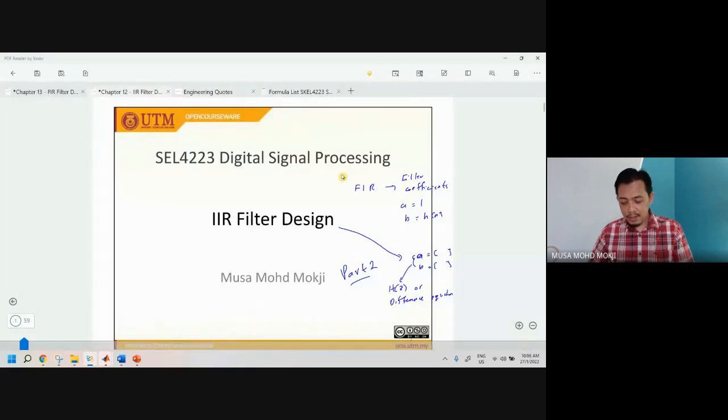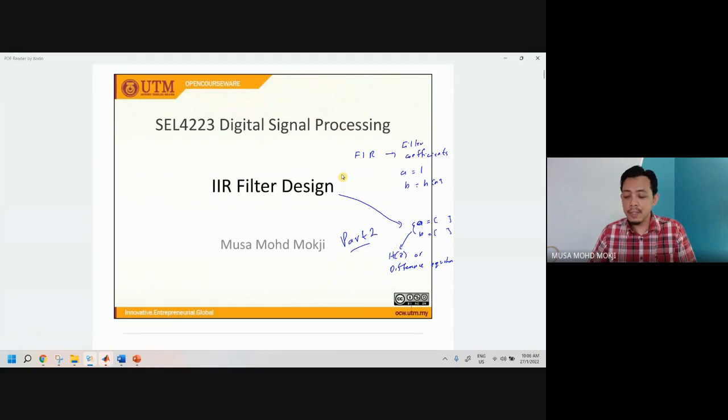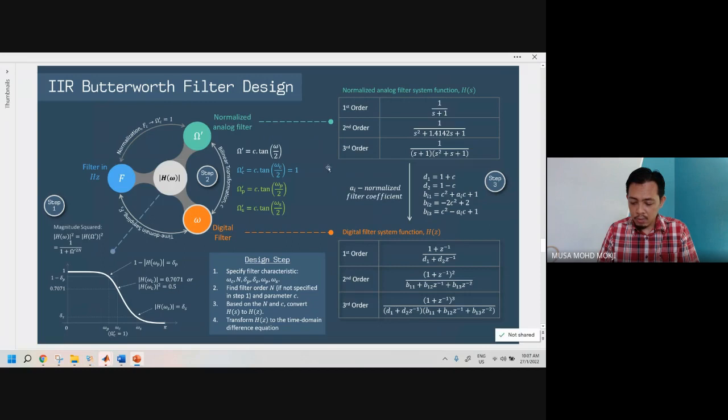Okay, so this is our last topic, which is IIR filter design, and we have actually covered half of it, all the conceptual, theoretical parts. We have covered how to design it, and today we're going to look at another example on how to design an IIR filter. Before that, it is good to recap a bit on how to design this IIR Butterworth filter.